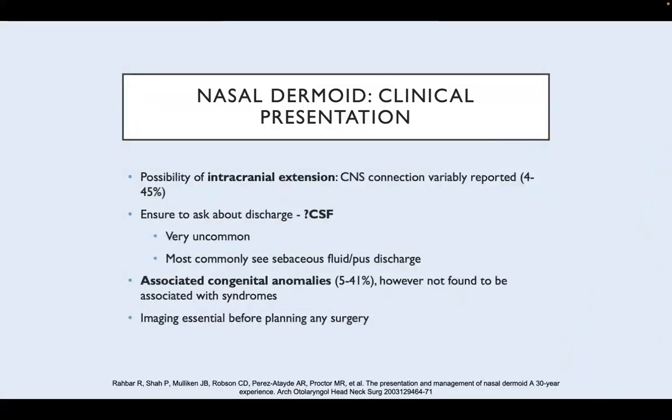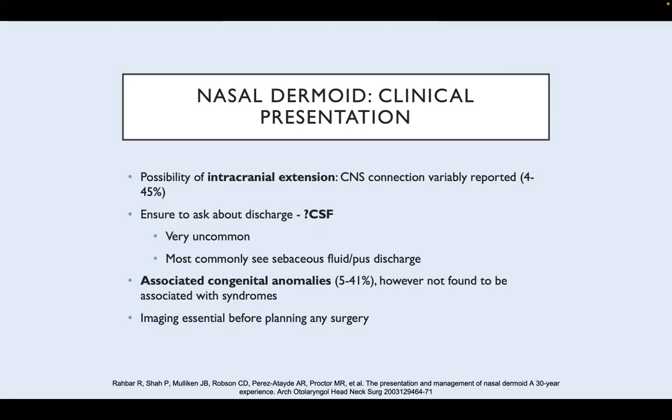The possibility of intracranial extension does exist with nasal dermoids, but it's variably reported at a rate of about 4 to 45%. That's quite a wide range though, so you should always consider it. And you should always ensure to ask about a discharge, and specifically your aim is to find out whether it's CSF or not. You can do the beta-2 transferrin test. However, this is very, very uncommon.